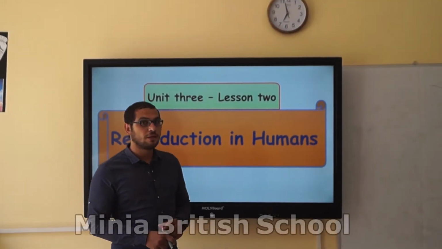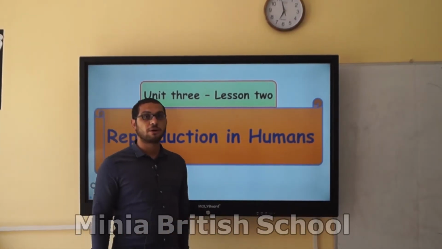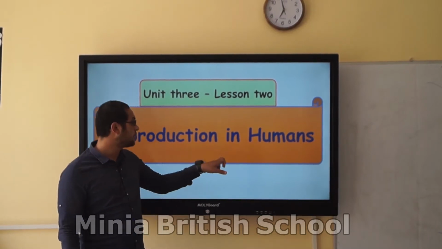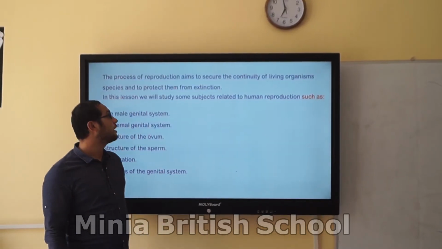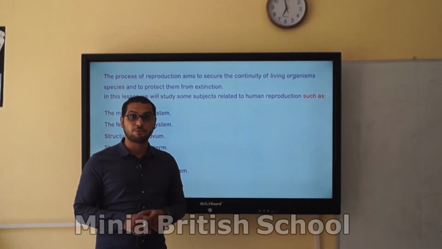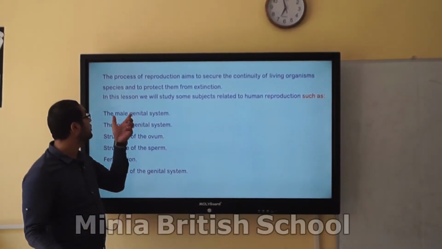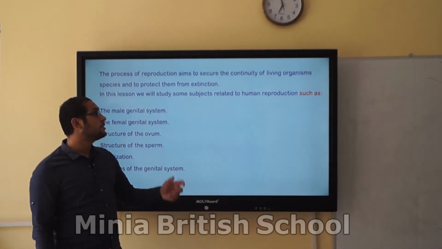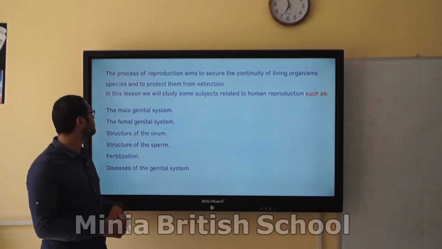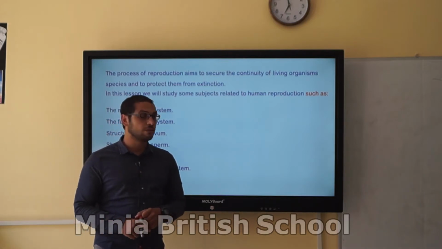Hello everyone. Today we will talk about Unit 3, Lesson 2 about reproduction in humans. Okay, so why is the reproduction process very important for us? Because the reproduction process aims to secure the continuity of living organisms, species, to protect them from extinction.